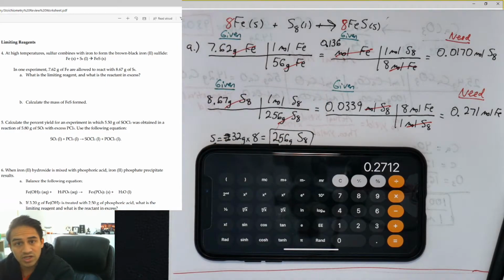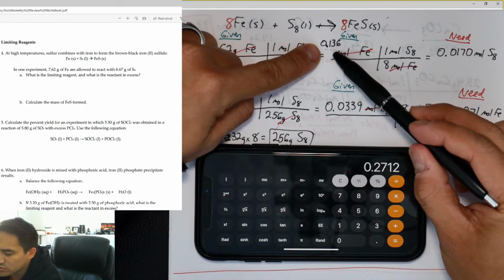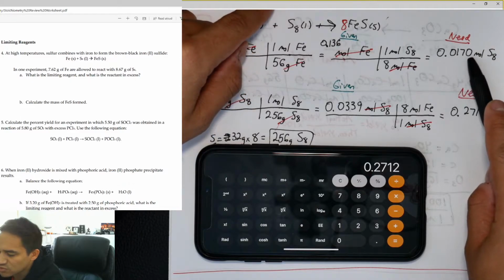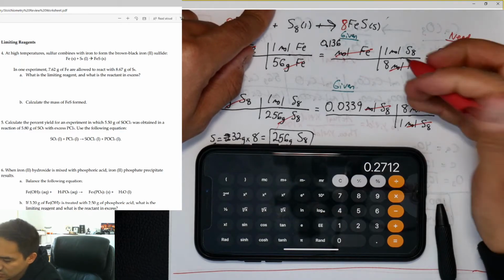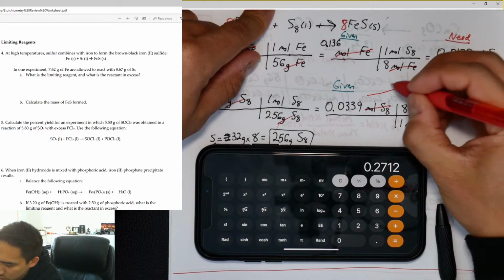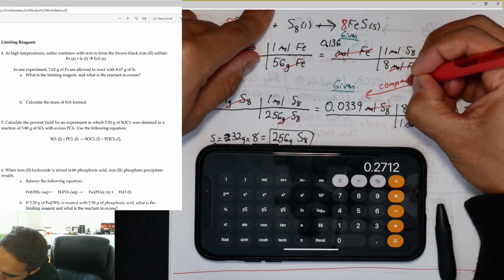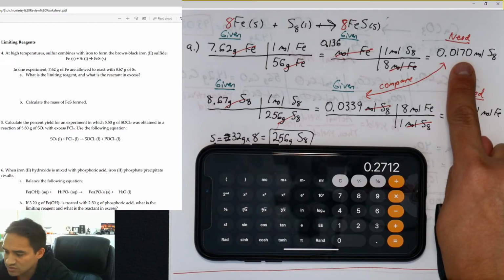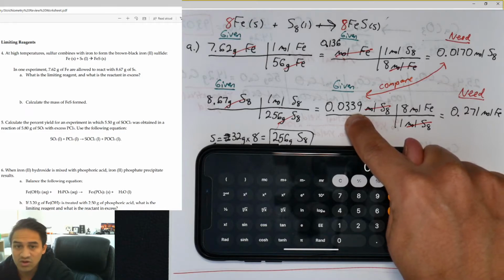So from here, now we're going to compare, okay? So if I'm being given 0.136 moles of iron, I need 0.170 moles of sulfur to react with it. So let's look at what we're being given down here. Okay, we're going to compare. So I need 0.0170, and I have 0.0339. So I definitely have enough sulfur.